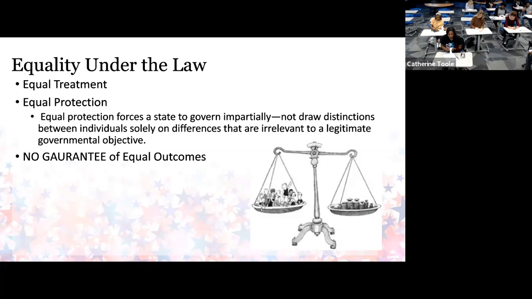So equal protection says that you cannot draw distinctions between individuals for no good reason. Now, this is very important. There is no guarantee of equal outcomes. For example, we say everybody gets to go to school, okay, but we can't guarantee everybody's going to graduate and get a good job afterwards. We guarantee equal treatment, but not equal outcomes.